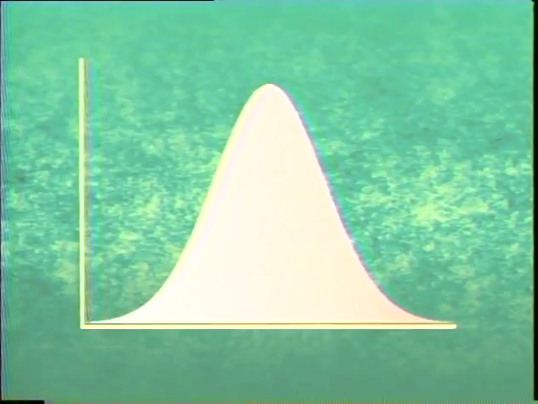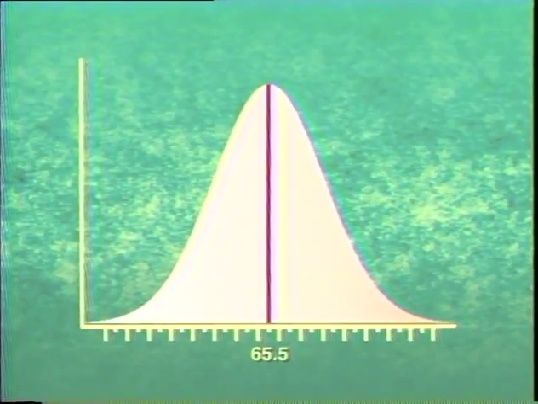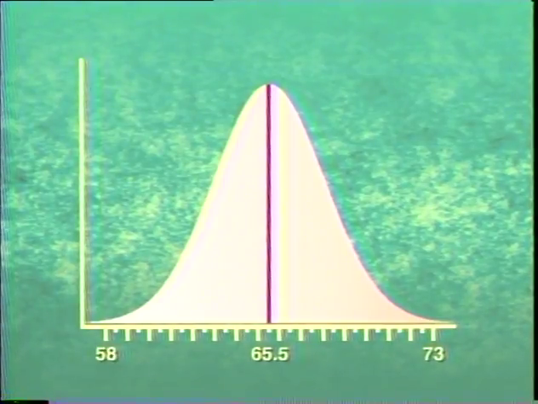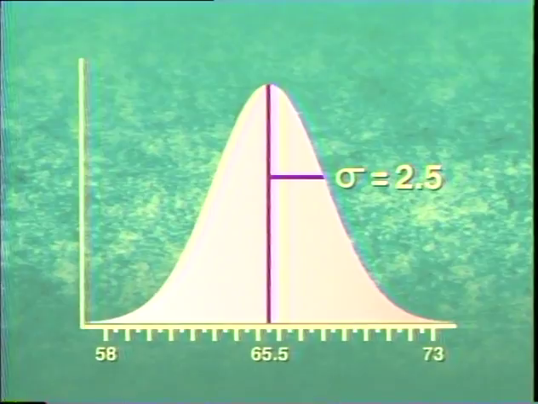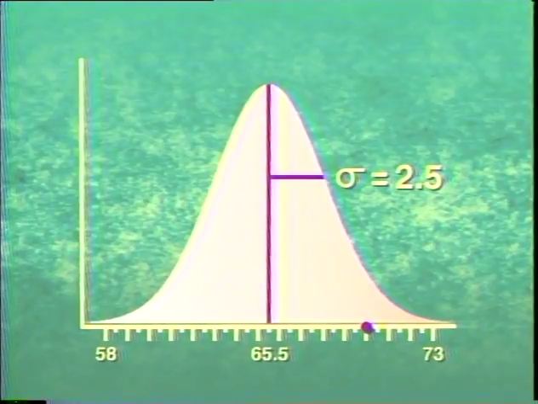Now let's look at the distribution of heights of young women in general. As we saw, this distribution is close to normal with a mean of 65.5 inches. The standard deviation is 2.5 inches. Here's a member of the Boston Beanstalks, out here at 70 inches. As you can tell from the height of the curve at that point, not many women are this tall. But we can be a lot more precise than this.